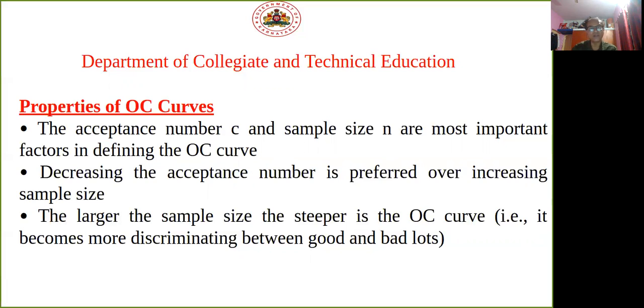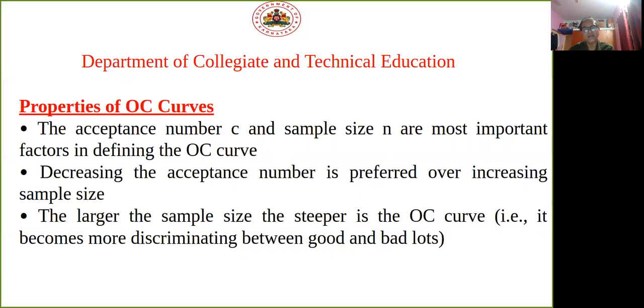The producer's risk and the customer's risk appear after drawing the OC curve. But before drawing the OC curve, the factors defining the OC curve are nothing but capital N, small n, and the acceptance number. So decreasing the acceptance number is preferred.